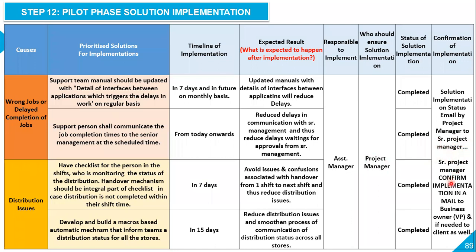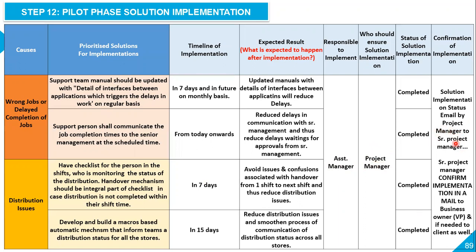So the senior project manager confirms implementation in a mail to the business owner, and if needed to the client as well, right? So the team lead and assistant manager, with the help of the ground level team, will implement the solution. The team lead communicates it to the project manager, or the project manager checks on a weekly basis whether solutions are properly implemented or not. So he'll be the responsible one. Why? Because he needs to share it with his senior, with his supervisor, with his boss, right?